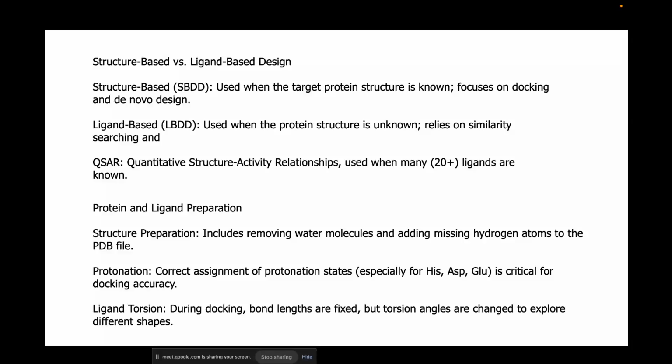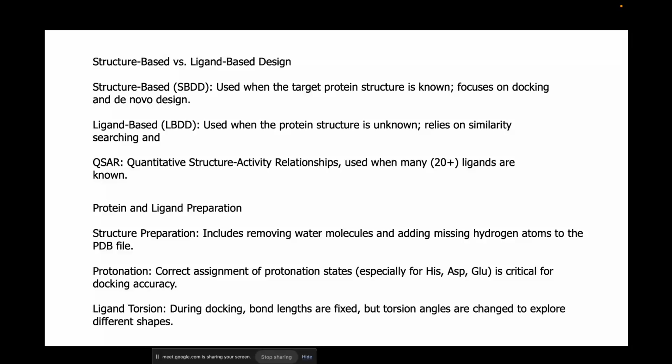So basically, if you have a known structure, you make your drug or your protein based on the known structure. If you do not know the structure, you base it on something similar, which has a similar sequence, and then you prepare the protein and the ligand. So basically, you need to remove all the water molecules because when the interaction occurs, the water molecules will be released, right?